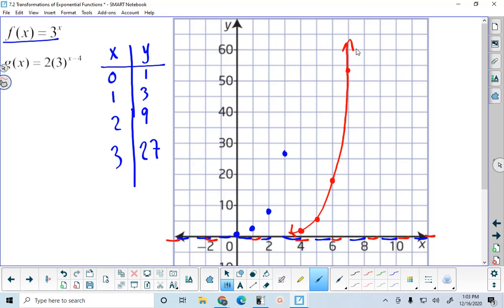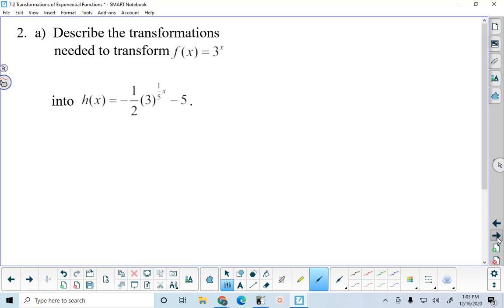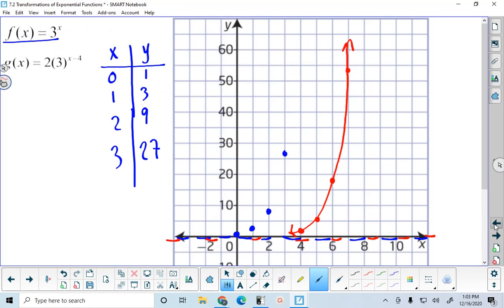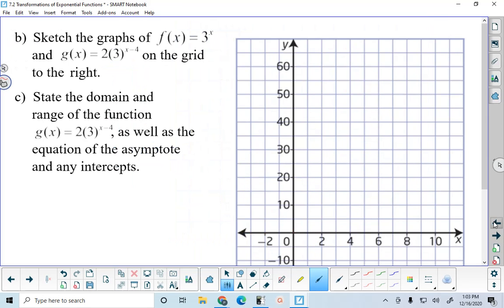All right. We are asked for, as well, what do we want? The domain and range. Well, you can take a look at your graph. The domain will be x as any real number. The range will be y is greater than 0 because that's where the asymptote is. There is no x-intercept.